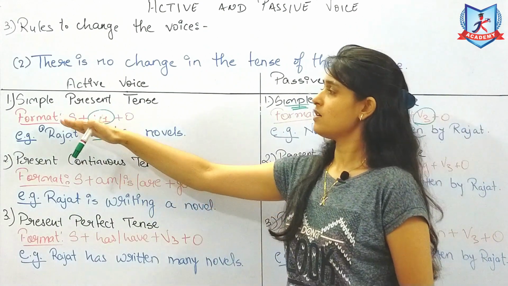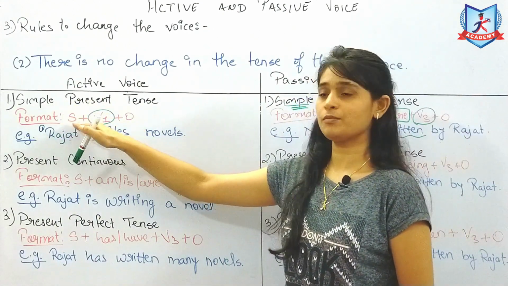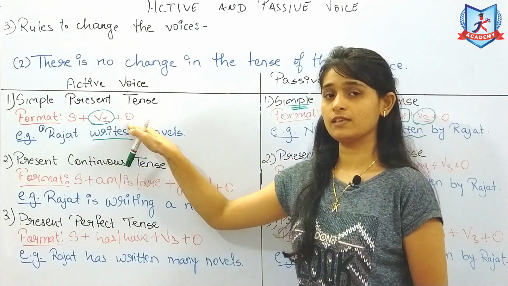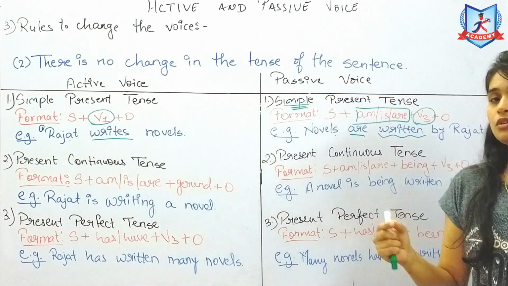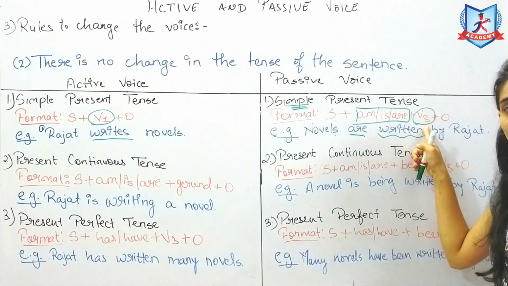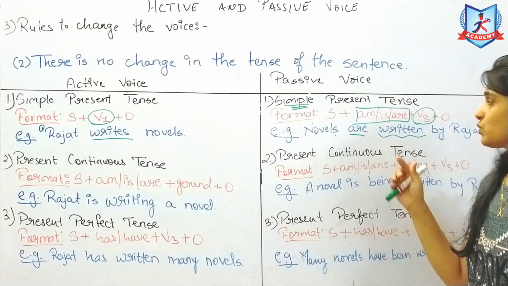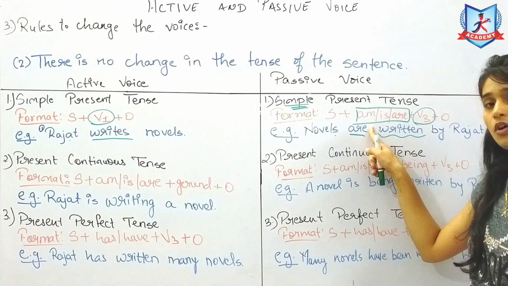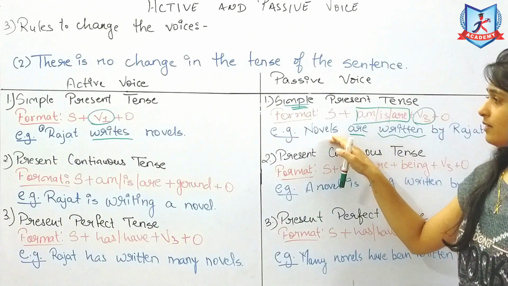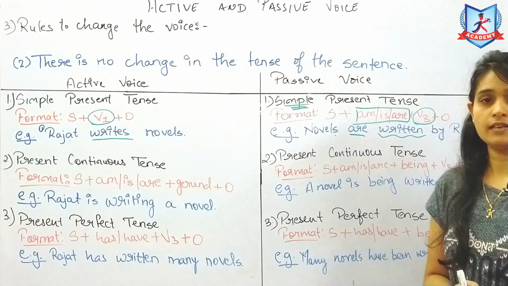The rule is active में subject plus V1 plus object, और passive में the rule is V3 form of the verb आना चाहिए, and in order to keep the same tense we add am, is or are. Right? So that is simple present tense.